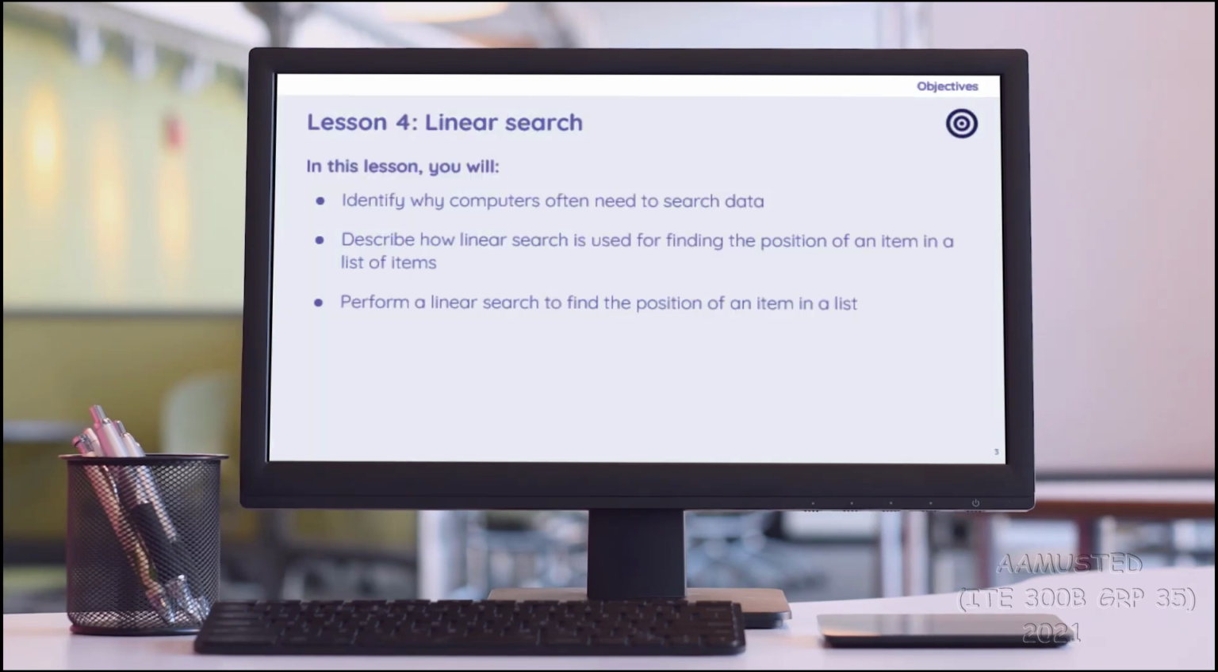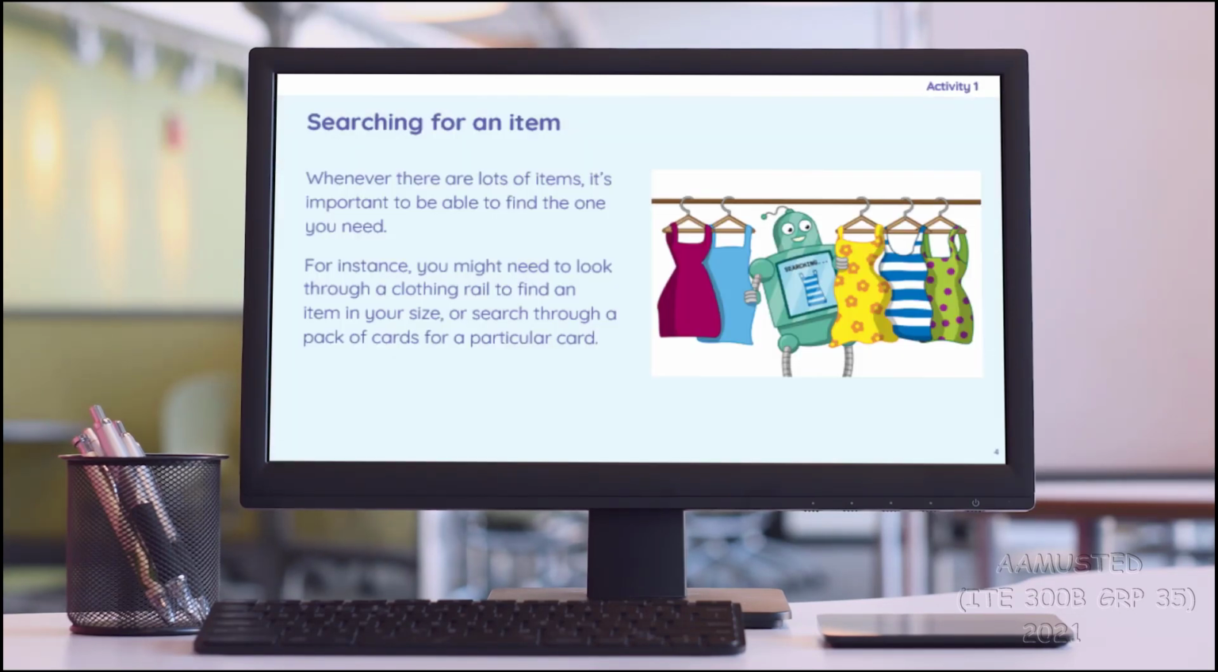So now, in this lesson, we are going to first of all identify why computers often need to search for data, and then how linear search is used for finding the position of an item in a list of items. And also, we are going to perform a linear search to find the position of items in a list. So without wasting much time, let's take another example of finding items in a list of other items.